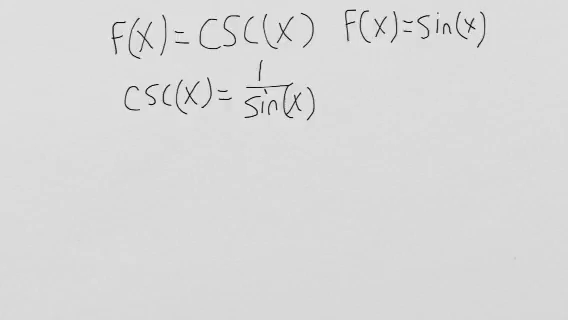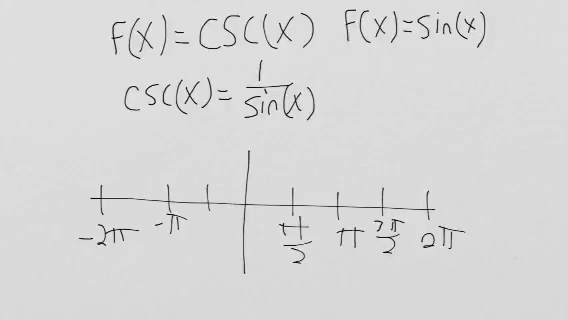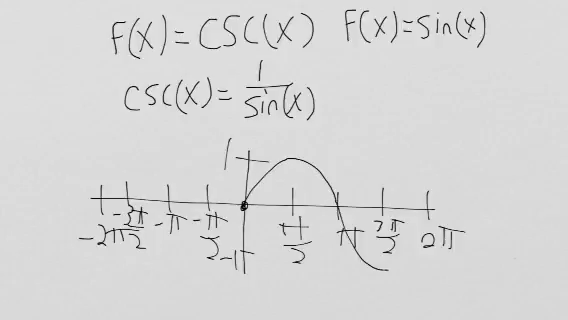So first, let's just get the graph of sine on here. I'm going to choose to go from negative 2 pi to 2 pi. All right, so then here's pi. Here's negative pi. Here's 3 pi over 2. Here's pi over 2. Here's negative pi over 2. Here's negative 3 pi over 2. All right, so sine starts at 0. It goes up to 1, back down to 0, down to negative 1, back up to 0. Same cycle over here.